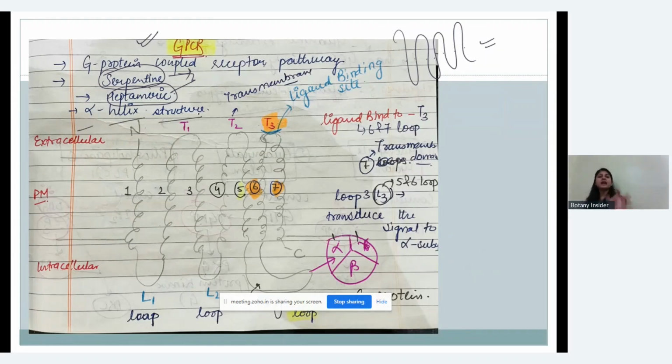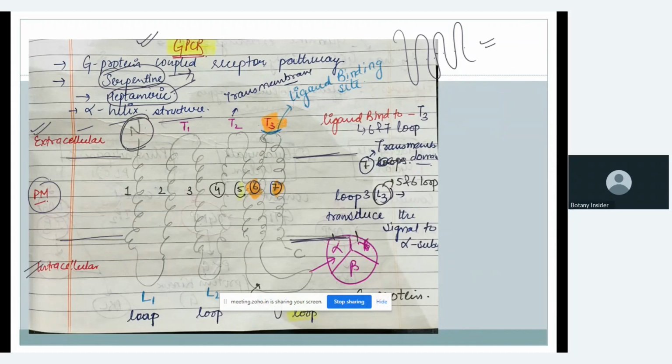Because we have studied protein structure in unit number 1, you must know what the alpha helix structure is all about. As you can see in the figure, this is the plasma membrane. We have the extracellular region and the intracellular region. In the extracellular region, we have the N terminal, and on the intracellular side, we have the C region.